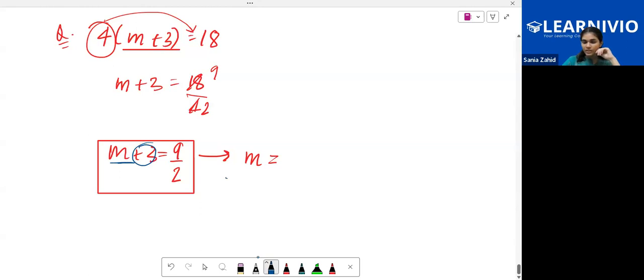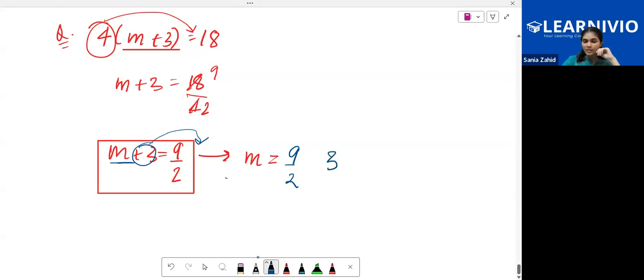You will remove 3. Yes or no? Now, how will you remove 3? What will you do with 3? Send it to the right hand side, RHS. Okay, so you have 9 by 2 and you will write 3.